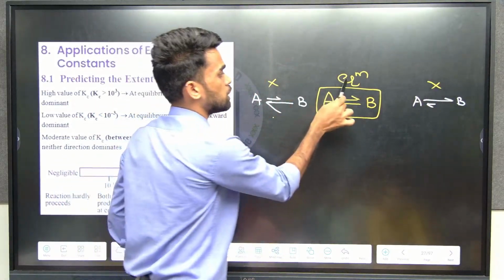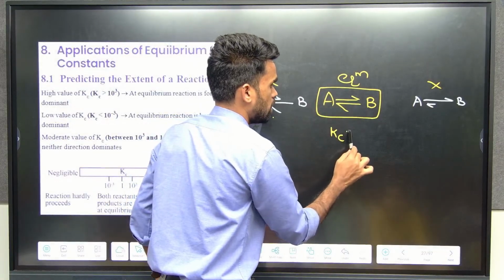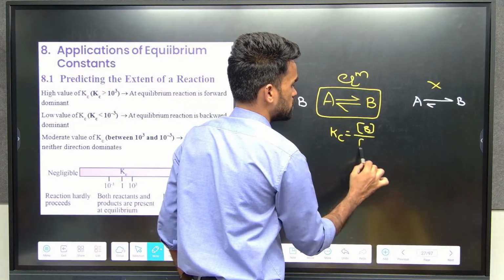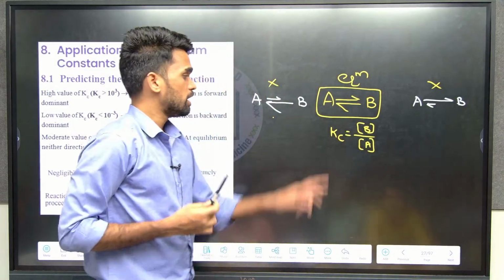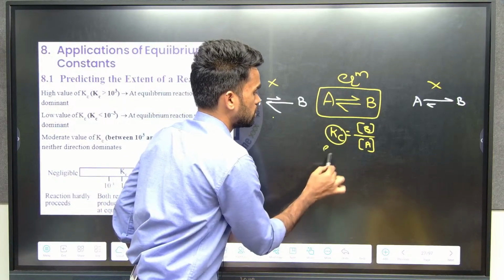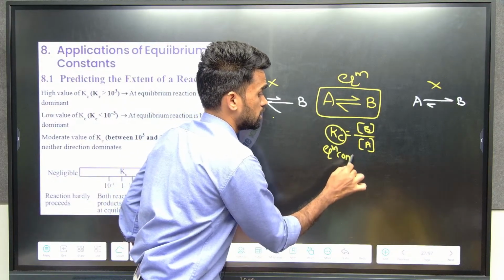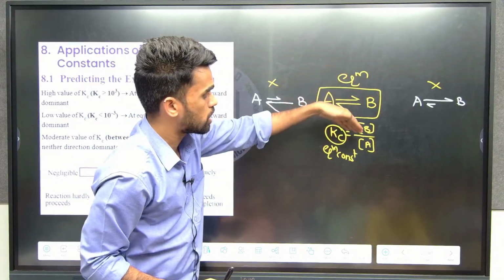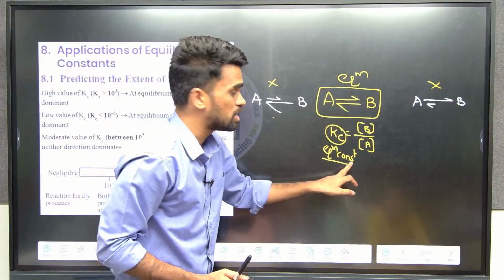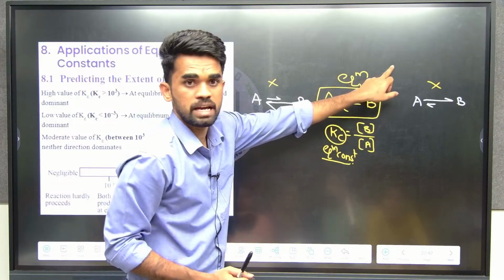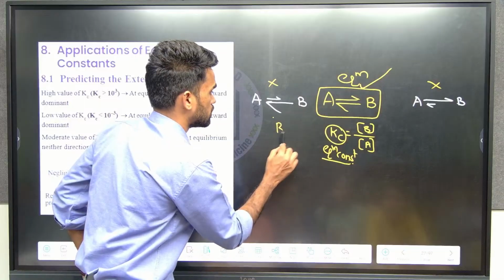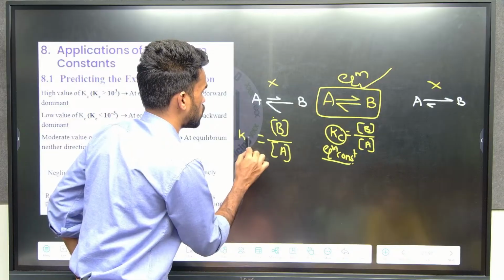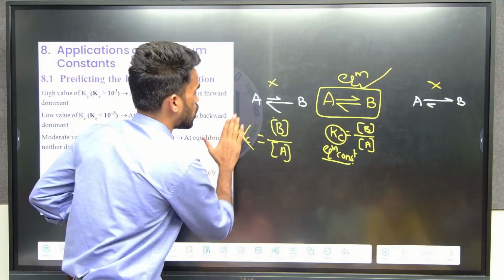Now, at this equilibrium state, if I write Kc, how do you write the Kc? Concentration of B by concentration of A. Okay, now what is this Kc called? Equilibrium constant. So you should say the ratio of concentration of product to concentration of reactant as equilibrium constant only at this state. If I write the same thing here, B by A, I should not call this Kc. I should call it Qc.